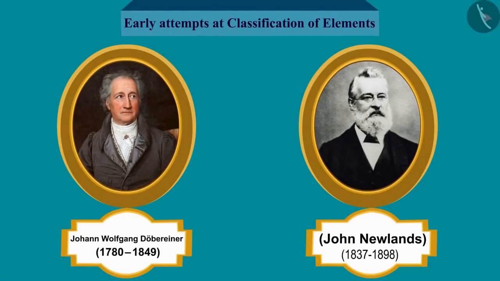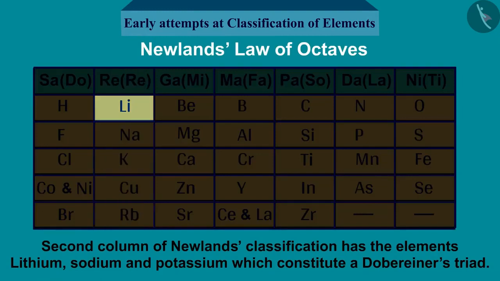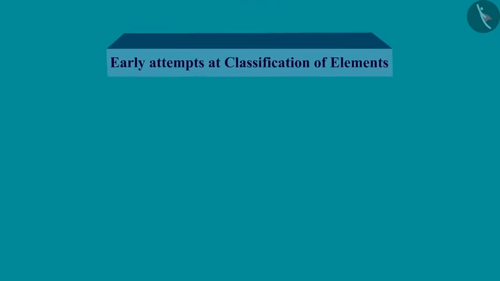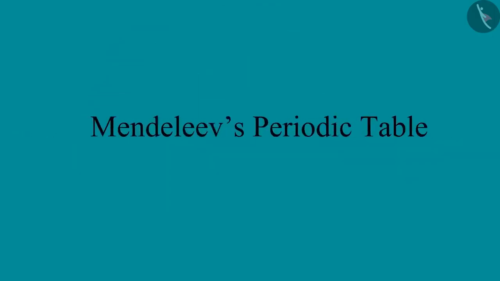Before we end this discussion, we can observe that Dobereiner's triads also exist in columns of Newland's law of octaves. For example, the second column of Newland's classification has the elements lithium, sodium and potassium, which constitute a Dobereiner's triad. So friends, in this video, we studied the early attempts at classification of elements. In the next video, we will learn Mendeleev's periodic table.